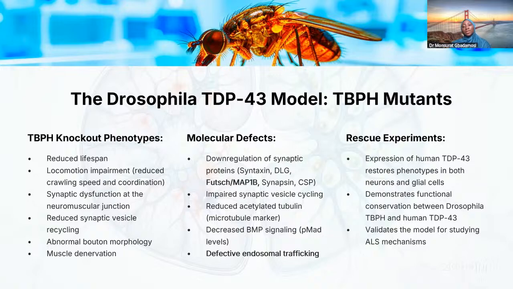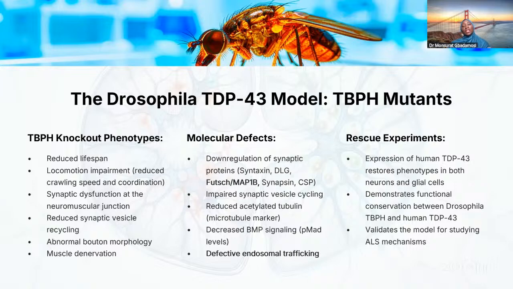So this model has been extensively characterized. It has reduced lifespan, locomotion problems, synaptic problems, and dysregulation of key synaptic proteins like syntaxin, Futsch. You have problems with synaptic vesicle recycling. The model has been extensively characterized and studied. And we know that this TDP43 fly model is useful to do ALS research, because most of the symptoms of ALS that we see in human beings, this fly recapitulates quite a lot of them.